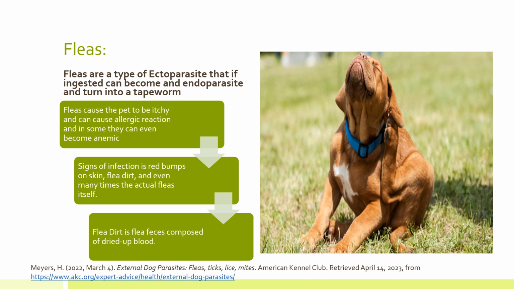Fleas cause the pet to be itchy and cause allergic reactions. In some pets, it can even cause them to be anemic. Signs of infection are red bumps on the skin, flea dirt, and even many times the actual flea itself you can see on the pet. Flea dirt is flea feces composed of dried blood.